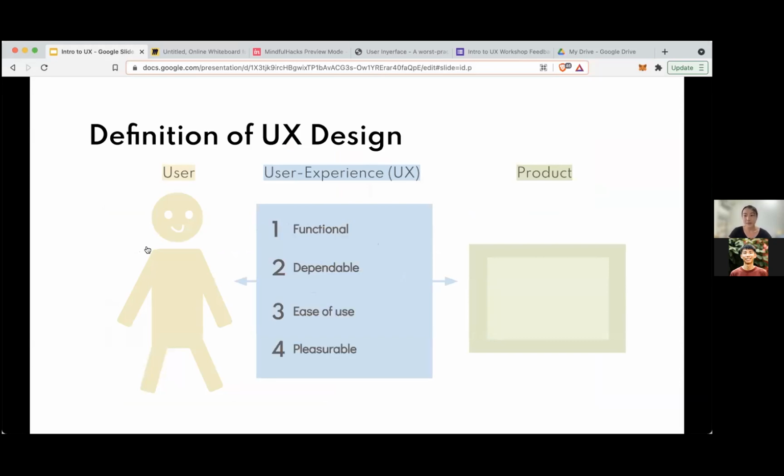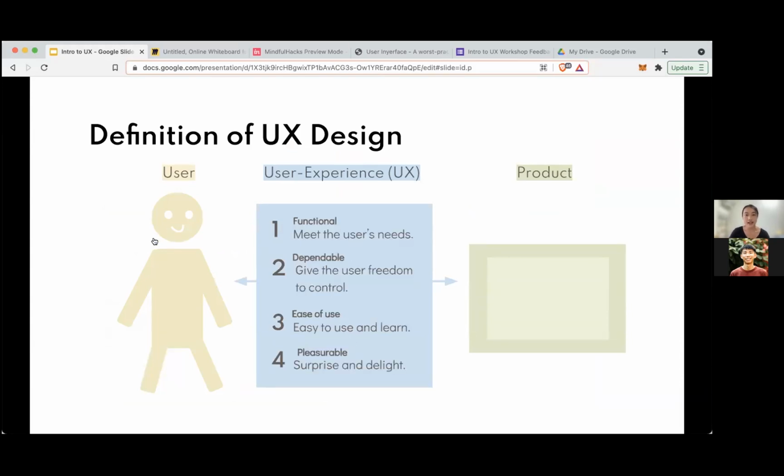And the most important part that we have to remember in this workshop today is that there are 4 requirements in UX design that we always need to follow. First is functional. So functional means that it meets the user's needs. So let's say if it's a door, it must be able to open and close properly. And second is dependable. So that means always give the user freedom to control. So when you're on Shopee, the shopper must be able to add and remove things from their shopping cart, right?